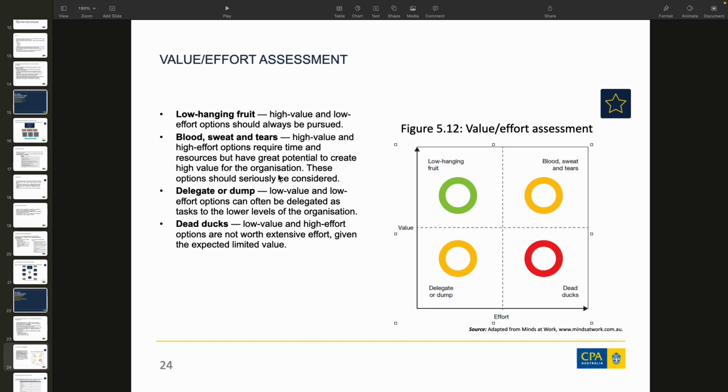Okay, now blood, sweat, tears is high value. Then you got low hanging fruit, you already know. Delegate or dump is basically low value, low effort. Okay, you can delegate the task to lower levels of the organization, or ask your contractor to do it or something like that. Got it? Okay. The last one, dead duck. These are the most dangerous ones. This is low value but high effort. That's like dim sum lah. Low value but a lot of effort you have to put in. It's a dead duck. You shouldn't have done it. Are you clear? How much work you're going to do? How much money you're going to make from this thing?